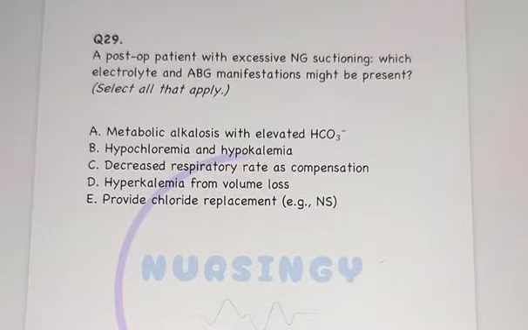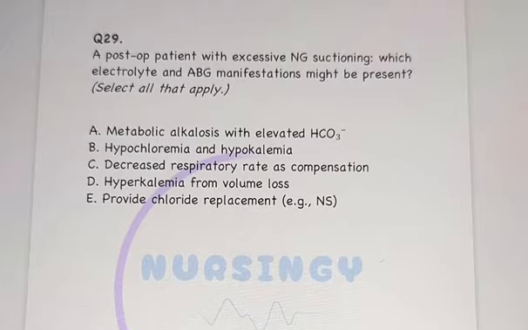Okay, let's do question 29. Let's do two more questions and then we can talk about all our concerns. A post-op patient with excessive NG suctioning: which electrolyte and ABG manifestations might be present? With NG suctioning we are removing most of the acid. Metabolic alkalosis with elevated bicarbonate is correct, because there is too much loss of hydrogen and chloride ions from the stomach.